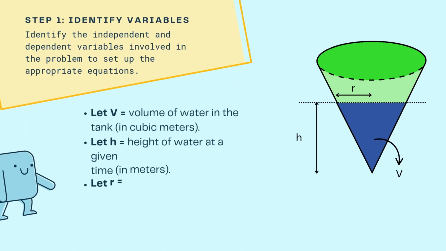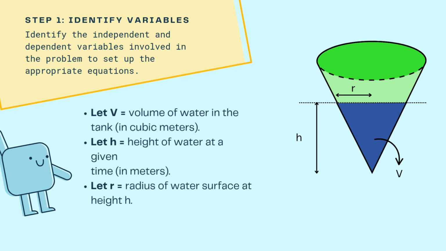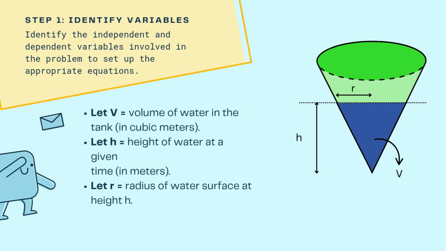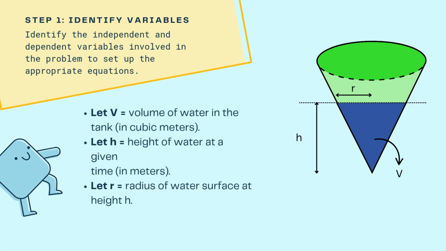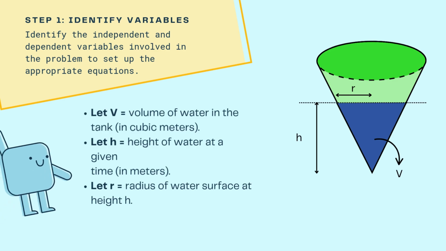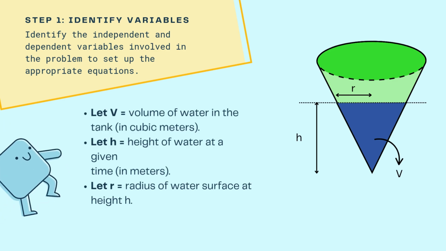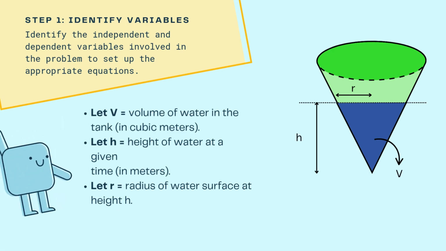Step 1. We are going to identify the variables. We are going to identify the independent and dependent variables involved in the problem to set up the appropriate equations. For example, in this problem, we are going to let V equal the volume of water in the tank in cubic meters, H the height of water at a given time in meters, and lastly R the radius of water surface at the specified height H.